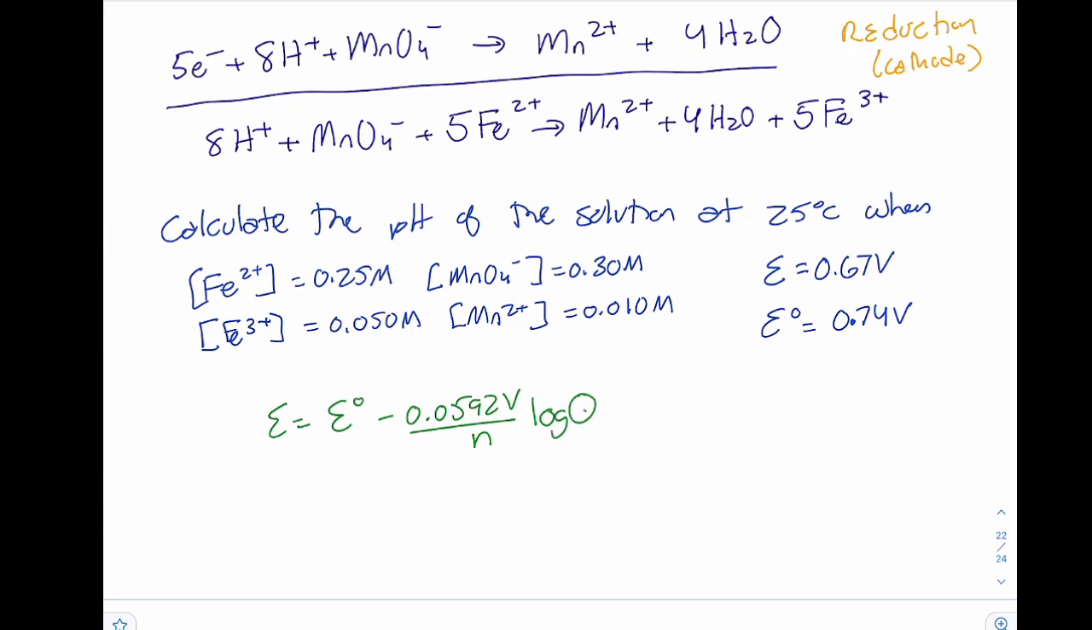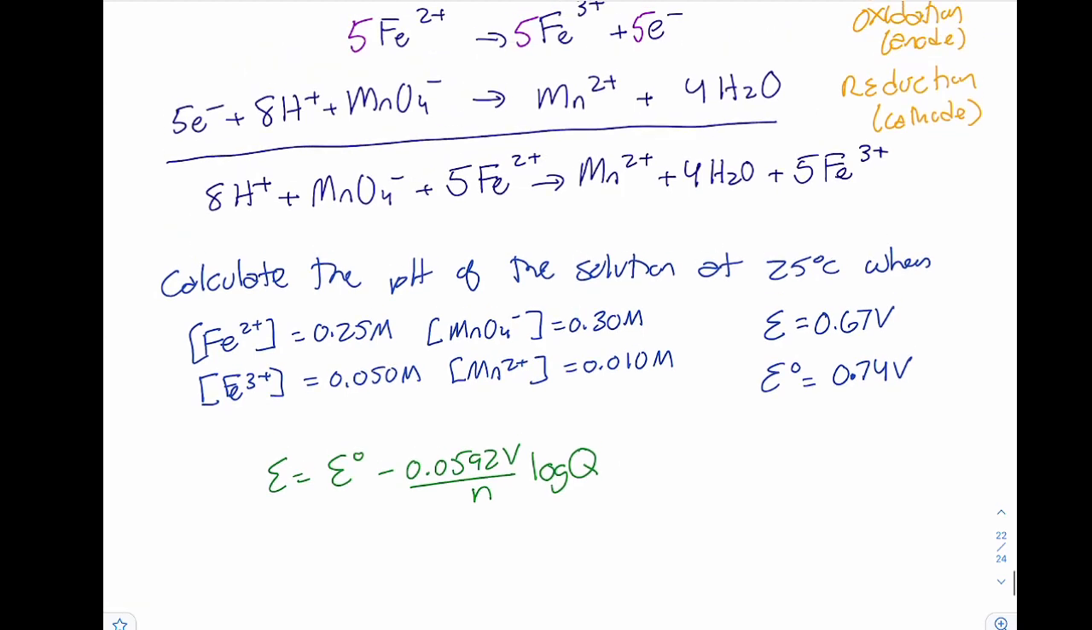And then the log of Q, right? Q is our reaction quotient. We know that we are given the concentrations, right? If I was to set up Q, and we will set up Q, it's going to be the concentration of manganese ions multiplied by the concentration of iron 3 plus raised to the 5th power, right? Those are both aqueous.